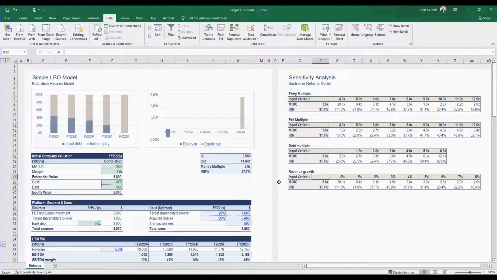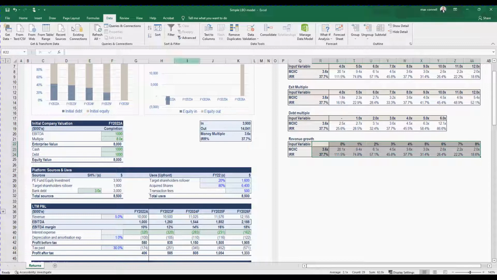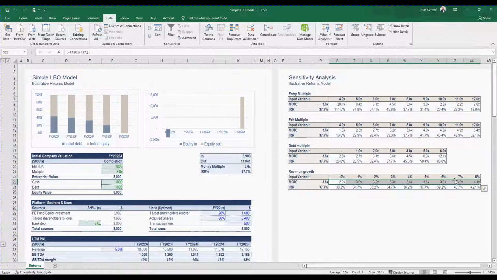And then revenue growth, same thing. Let's go data table, row input cell revenue, and there we go. So you can see that revenue doesn't have as big of an impact on your returns, whereas debt has the biggest returns, and then exit and entry have kind of similar range, kind of still very big returns. And that's basically what a sensitivity analysis is.